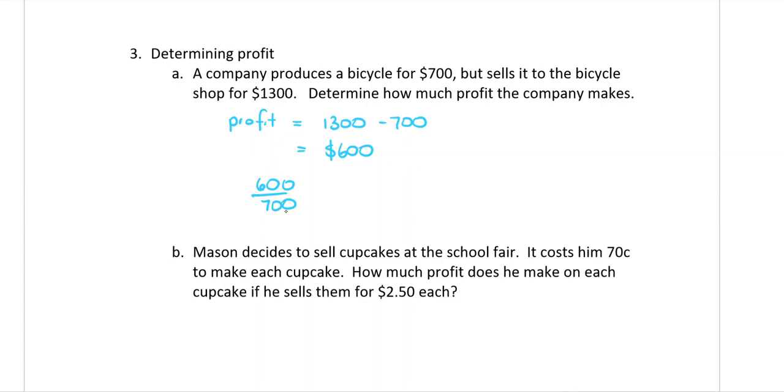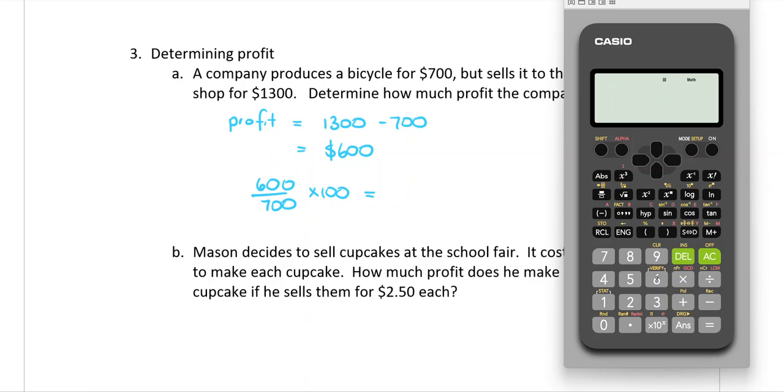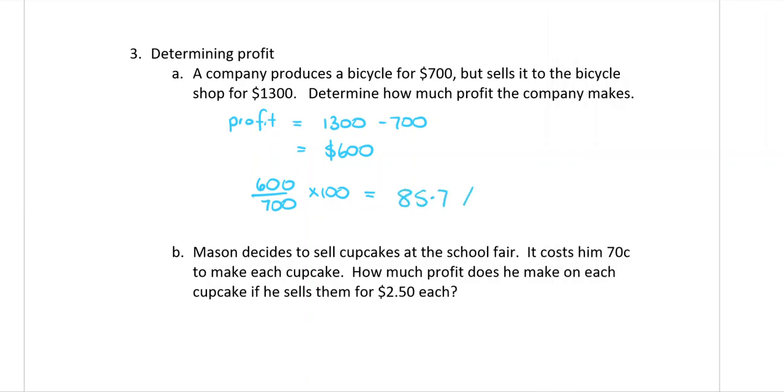How do you turn a fraction into a percentage? Times by 100. So 600 over 700 times by 100, you put that in your calculator. Go, go, go, type in your calculator. Do you need me to help? 600 over 700 times by 100. Make it a decimal. So it's 85.7 if I do 1 decimal place. 85.7% profit. That's pretty huge. That's awesome. Maybe not for the person buying the bike, but anyway. Awesome for the shop owner.